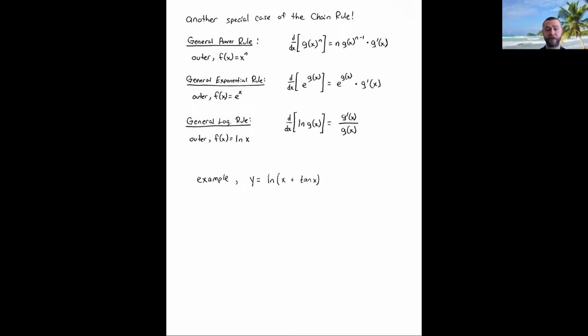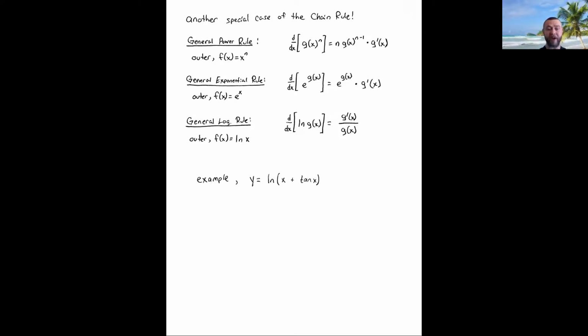The new version, what we're going to call the general log rule, is the special case where we have a function inside a logarithm. And the outer function here is just natural log of x. If we combine that with the chain rule, we get this nice simple form, g prime over g of x, for what we're going to call the general log rule, for when we differentiate functions inside logarithms.